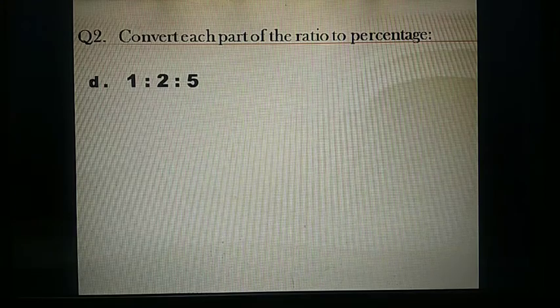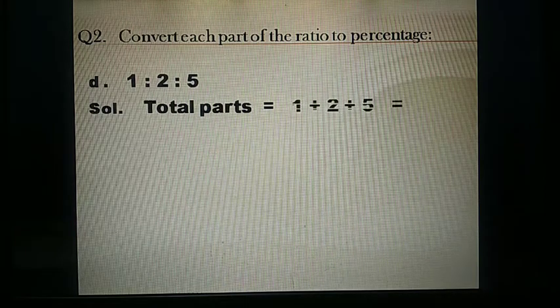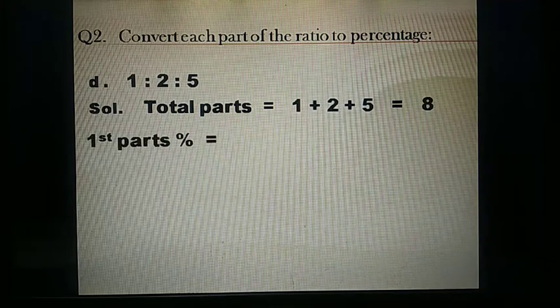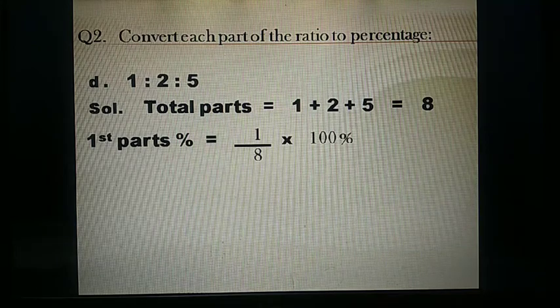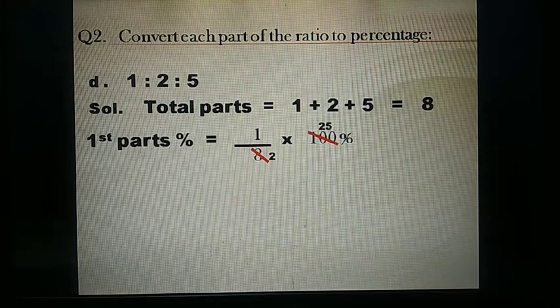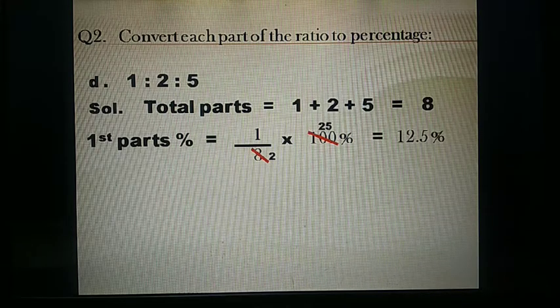Next, again 3 parts are there in the ratio. First add them all. 1 plus 2 plus 5, it's 8. Now to get the fraction of each part, you will write the part divided by total. So here the first one will be 1 upon 8 multiplied by 100%. Perform the cancellation. It's 4 2s are 8, 4 25s are 100. Highest common factor is 4 here. You will get the answer as 12.5% after dividing 25 by 2.